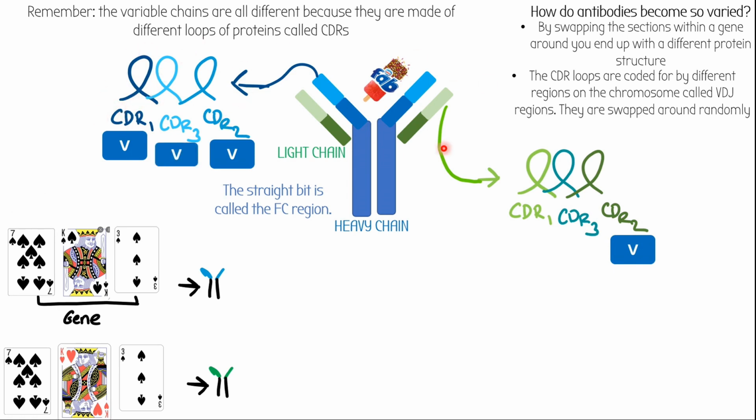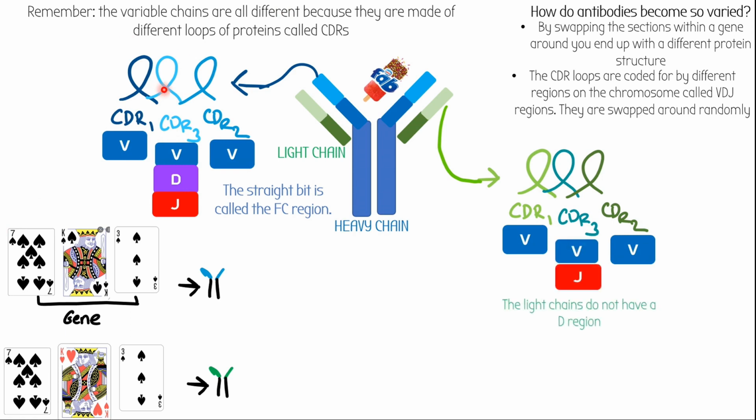It's going to code for the first loop and the second loop, and then the third loop is coded for by all 3. So all 3 of these together code for the third loop. And that is in the heavy chain. The light chain doesn't have a D region. So instead of having VDJ, you only have V and J coding for CDR3.